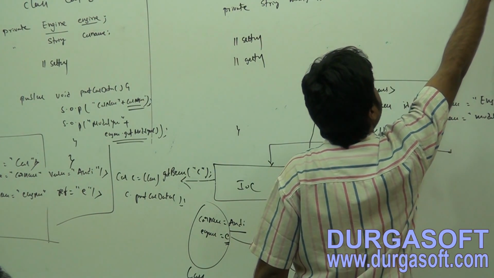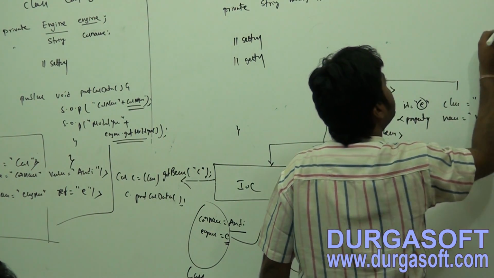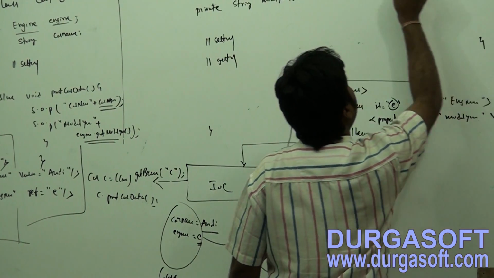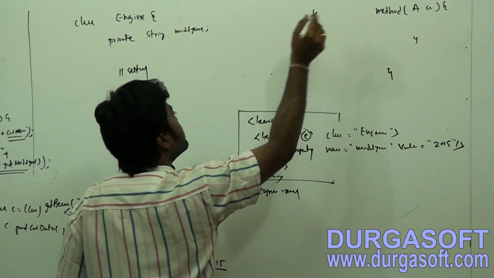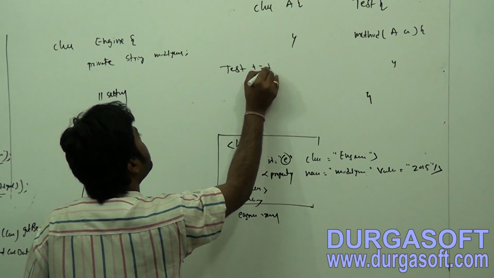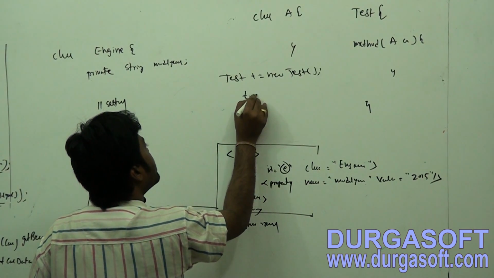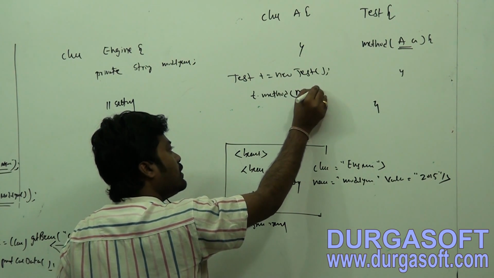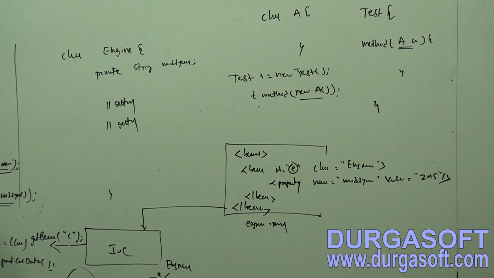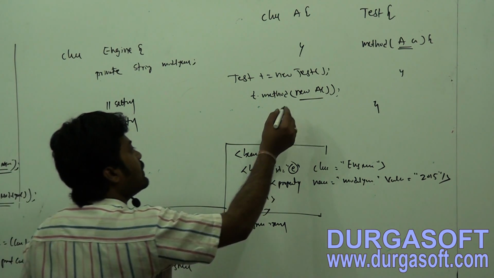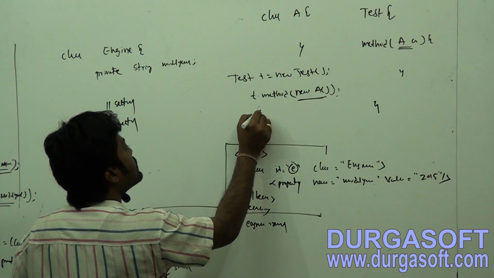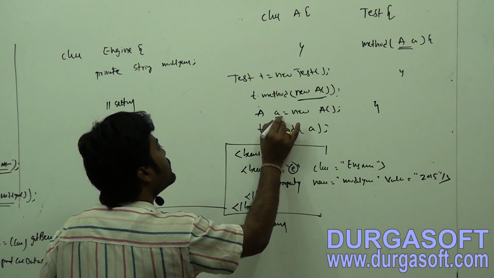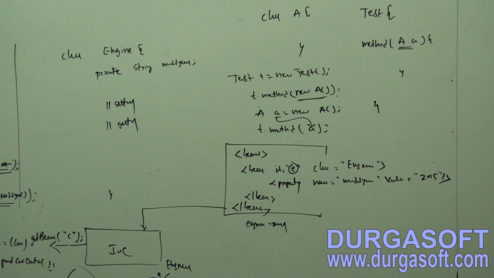Let's say you have a test class, and in the test class you have a method with argument a. After creation of a test class object, test t equal to new test, by using the test class reference I can call the method of the test class. And how to pass this object a reference? Directly I can pass the object, new a, directly I can pass the instance instead of a reference. We can pass the object directly, or else we can use this approach also. You can create one reference for a class, a equal to new a, then you can call t dot method and pass the reference also. We can pass a reference, or else directly pass the object.